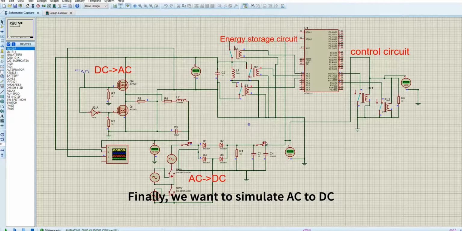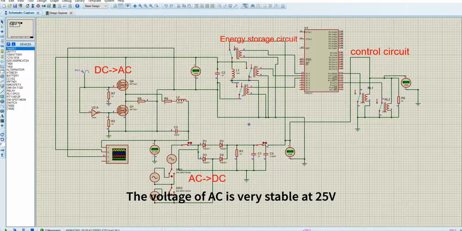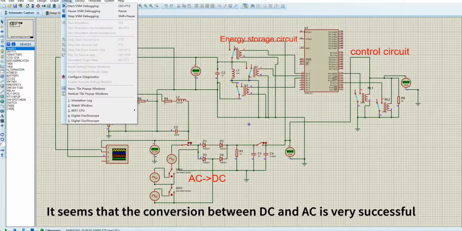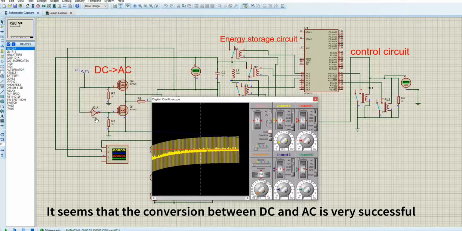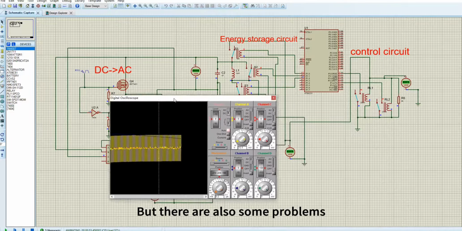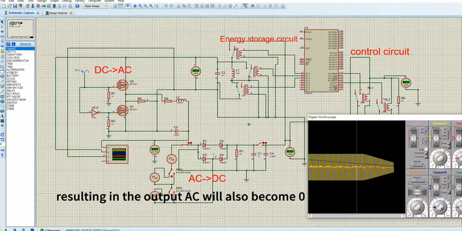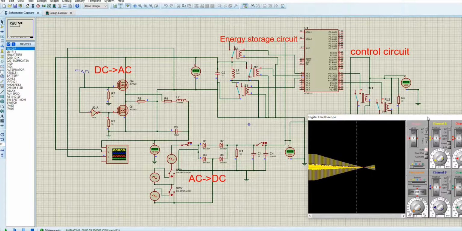Finally, we want to simulate DC to AC. The voltage of AC is very stable at 25 volts. It seems that the conversion between DC and AC is very successful, but there are also some problems. That is, the DC will become zero in 5 seconds, resulting in the output AC will also become zero.